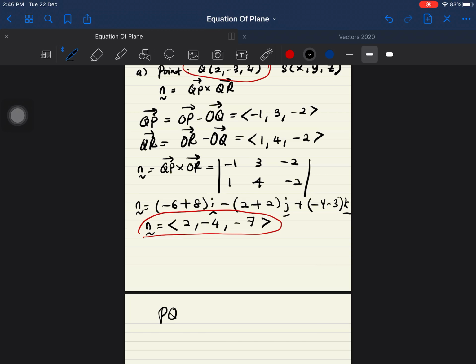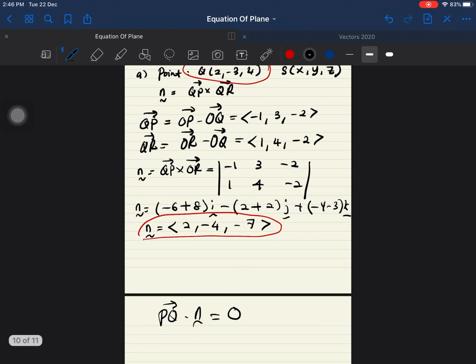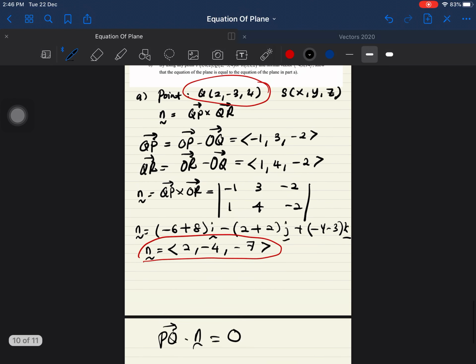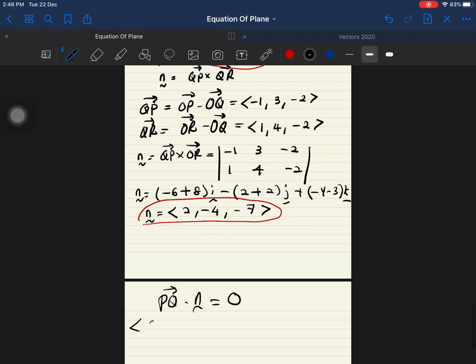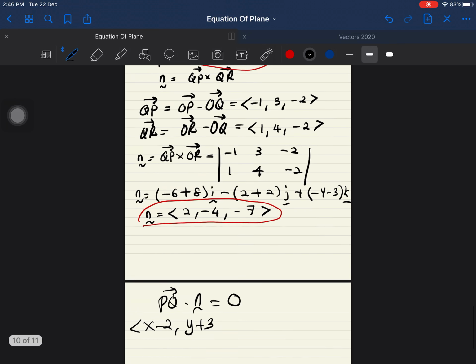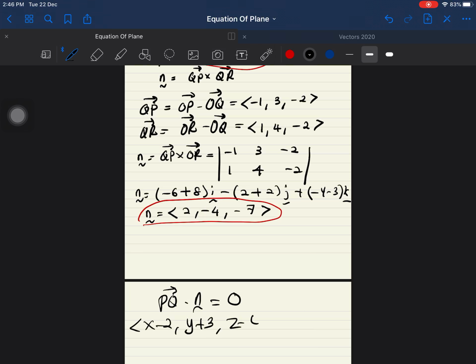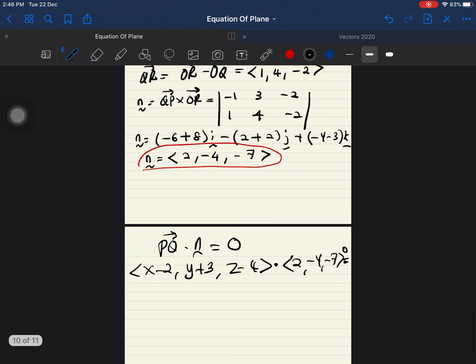Okay, so now we have the normal vector, we have a point, so we can find the equation of plane. Okay, so you will have PQ dot n is equals to 0. So what is your PQ? So x minus 2, y plus 3, z minus 4, dot with 2, negative 4, negative 7 will give you 0.